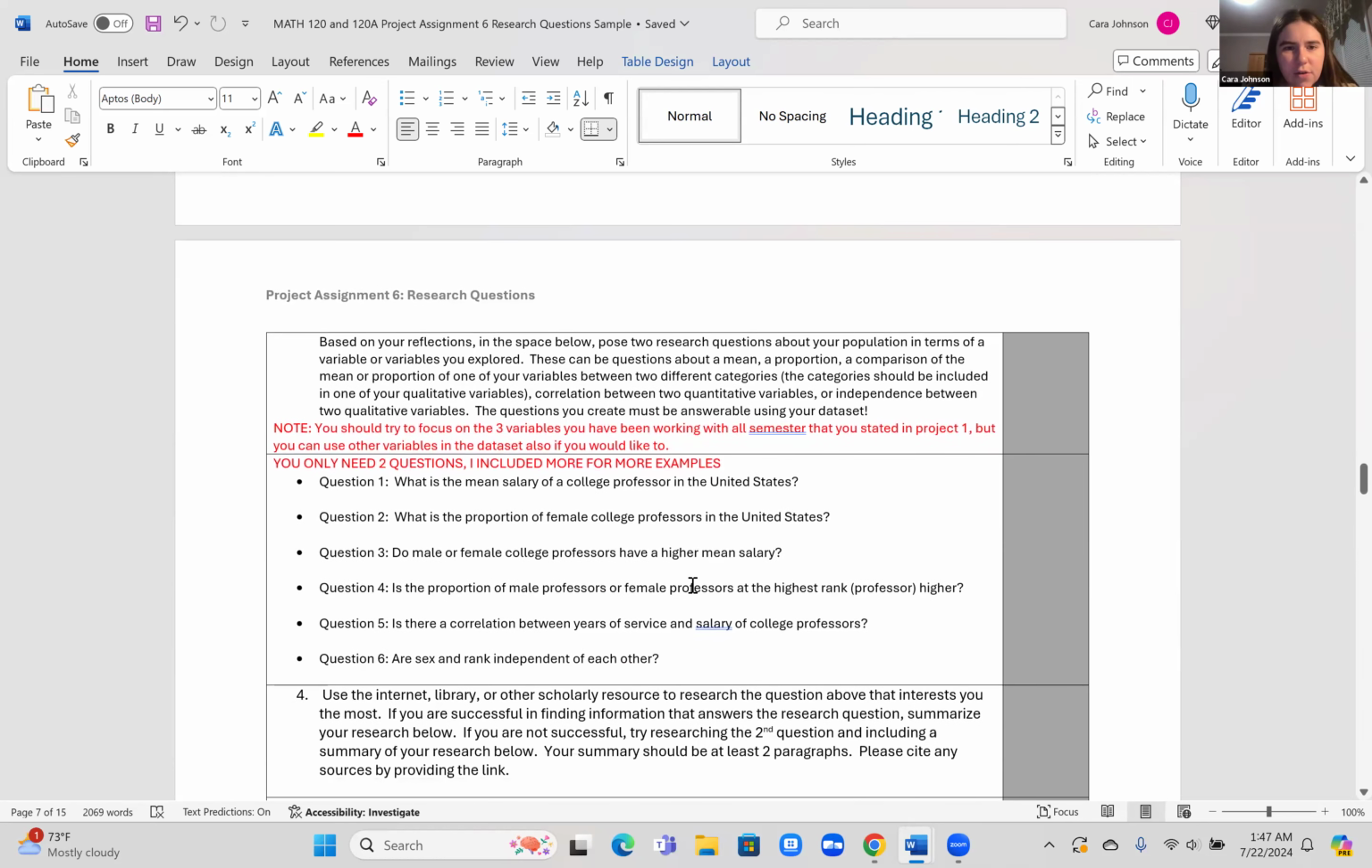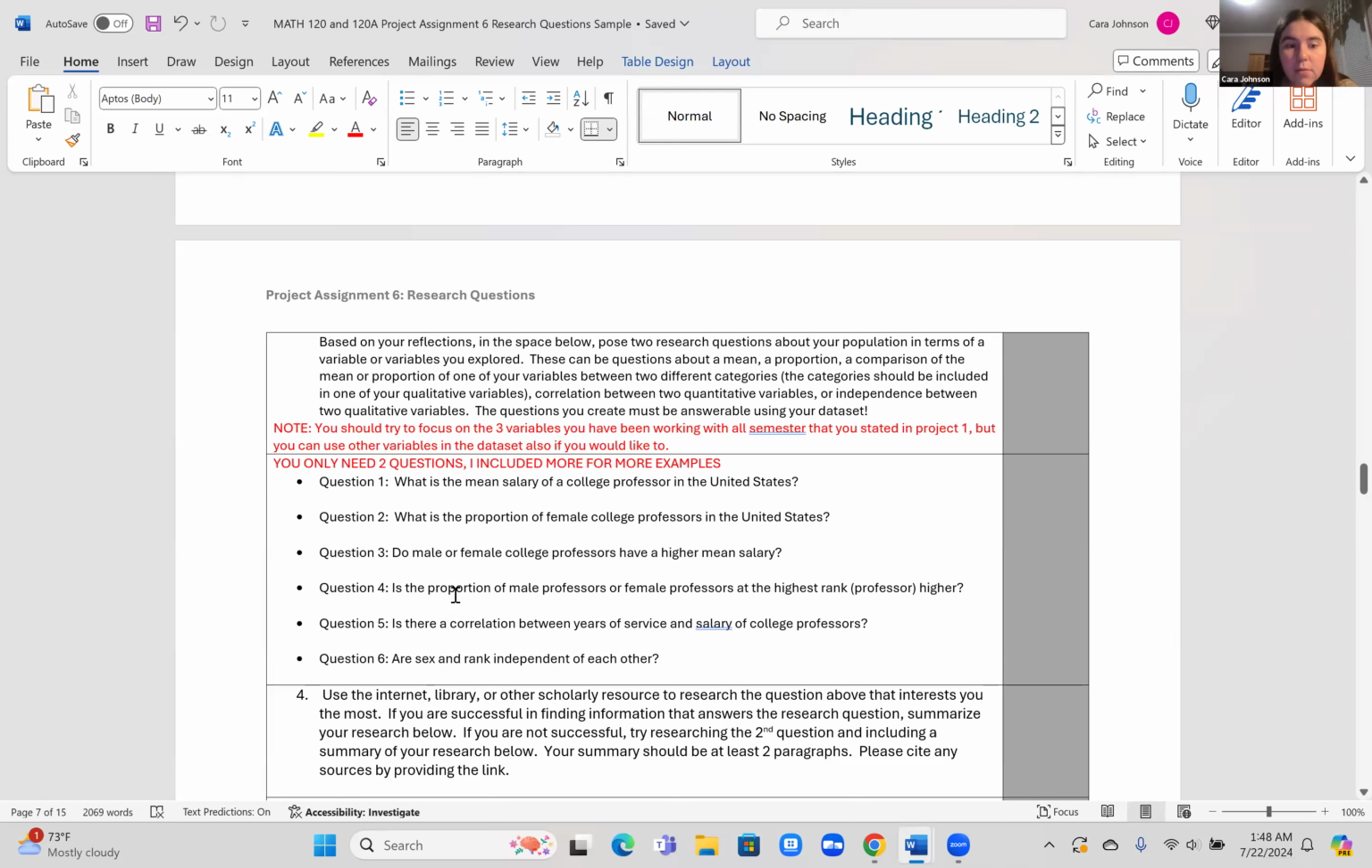And then these two here are the comparison of a mean or proportion between two categories. So in the first question here, I was comparing salary between males and females. That was one of my qualitative variables, so I can use that as a comparison point. So do male or female college professors have a higher mean salary? Just make sure you're focusing on two different categories, not more than two. So if your qualitative variable had more than two categories, pick two to focus on.